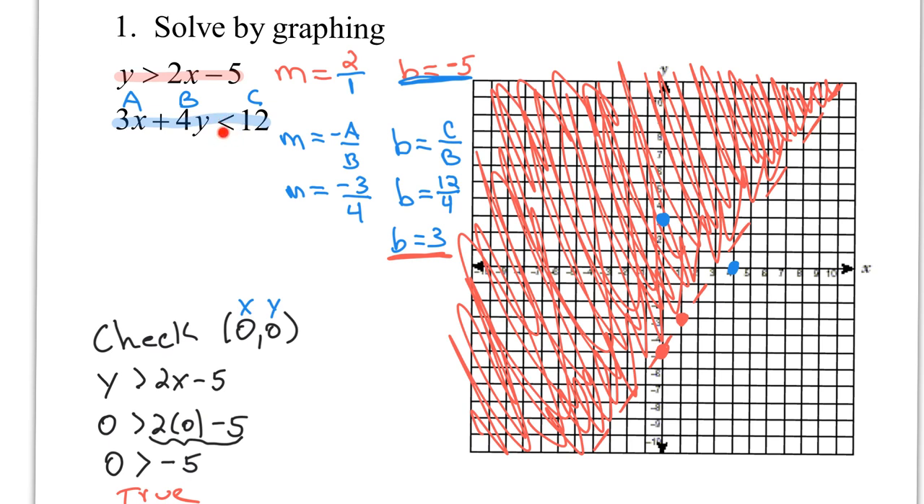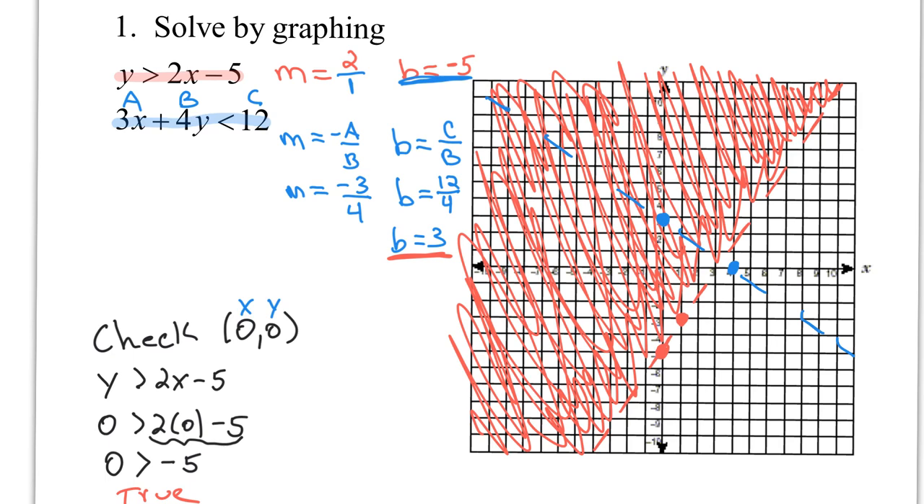Less than, no line on the bottom, no or equal to. So less than means dash. So you guys will connect the points, and you are going to make a dash line. So let me just make the line here. And the next step is to check the side you need to shade.